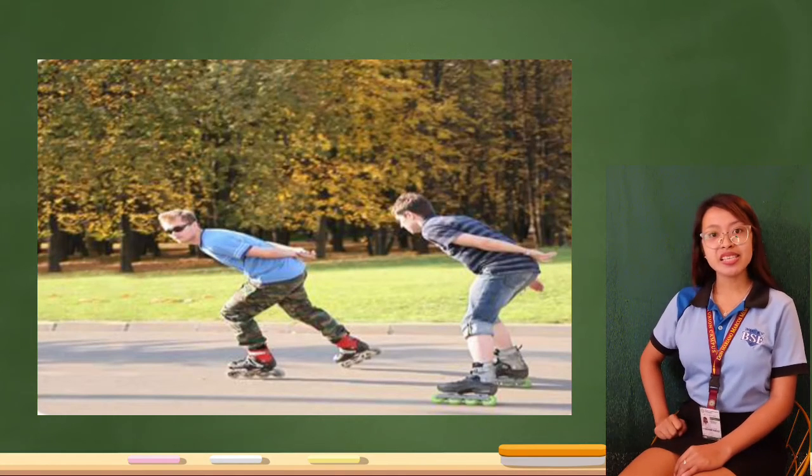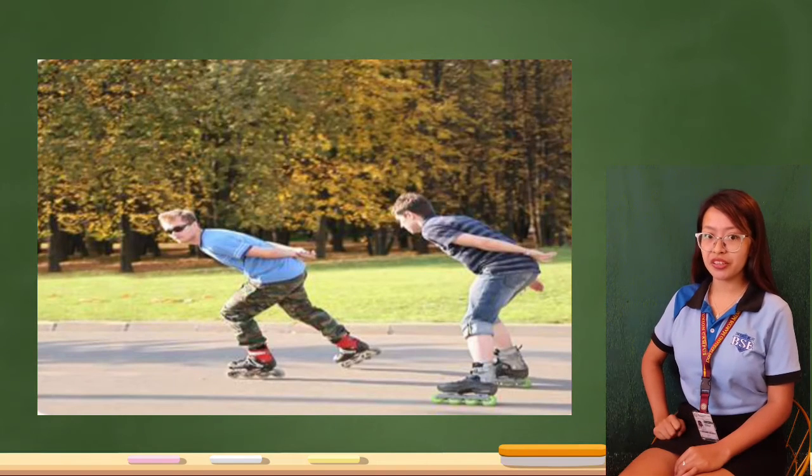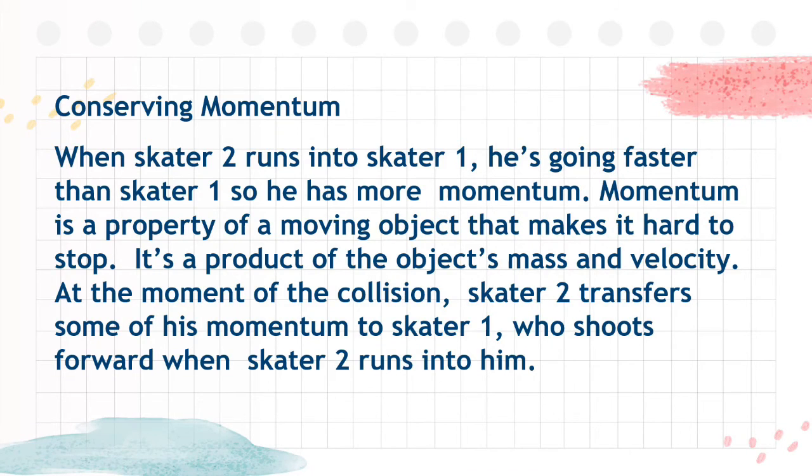Correct. Skater 2 runs into skater 1. Conserving momentum. When skater 2 runs into skater 1, he's going faster than skater 1, so he has more momentum. Momentum is a property of a moving object that makes it hard to stop. It's a product of the object's mass and velocity.